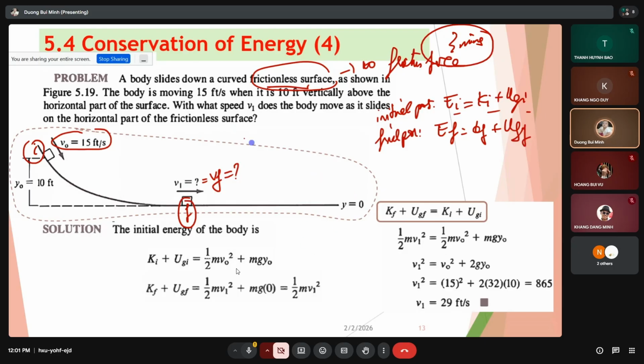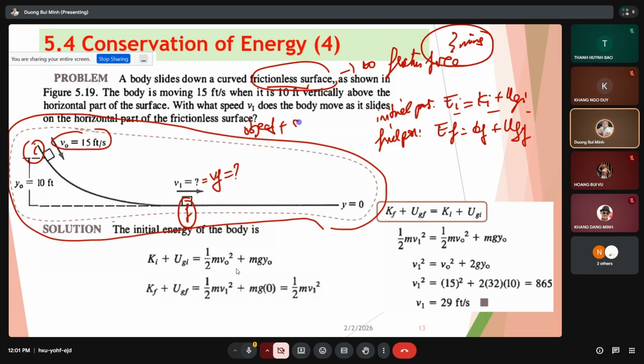Remember, we need to consider the whole system. The whole system contains the object, the surface, and the Earth. So the whole system is an isolated system. Why do I say isolated system? Because there is no external force acting on the whole system.